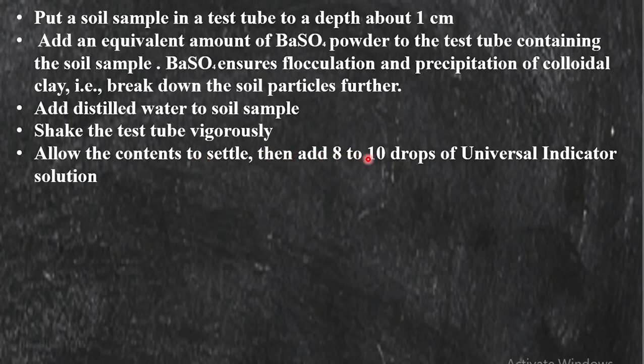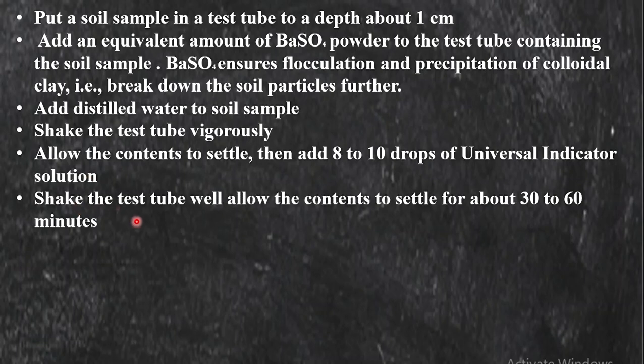Then add 8 to 10 drops of the universal indicator solution. Remember, universal indicator solution will tell you whether the soil is acidic as well as the exact value of the soil pH. Right. Then shake the test tube and allow the contents to settle for about 30 to 60 minutes. This is roughly half an hour to 1 hour.